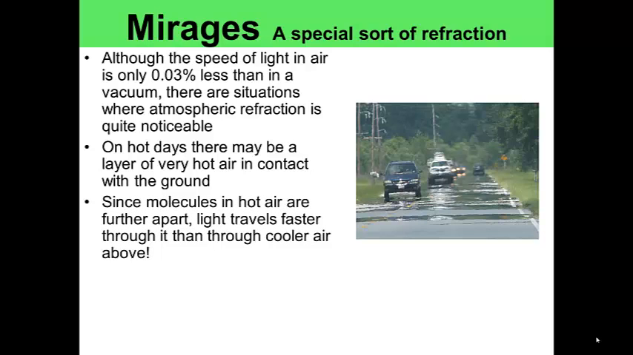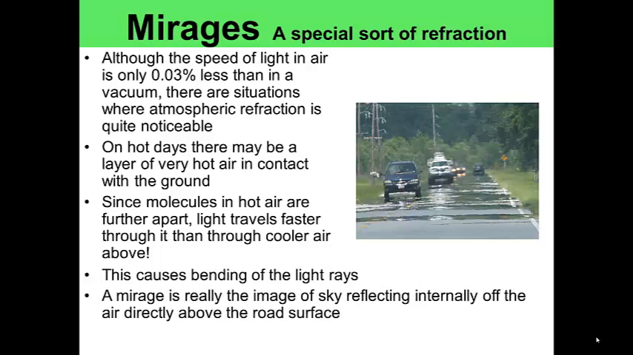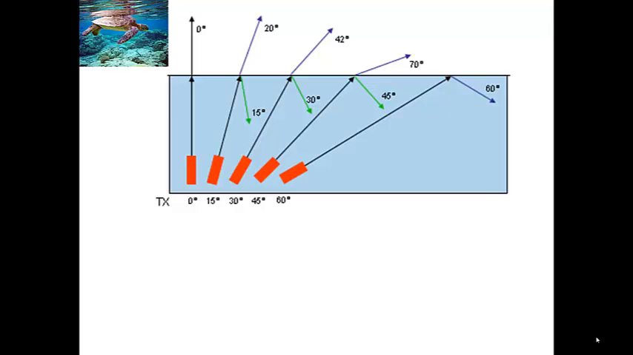Since the hot air allows light to travel faster than the cold air, what you end up seeing is bending of light rays. And so what you see as a mirage, or what looks like water, is really the sky reflecting internally off the road surface above.